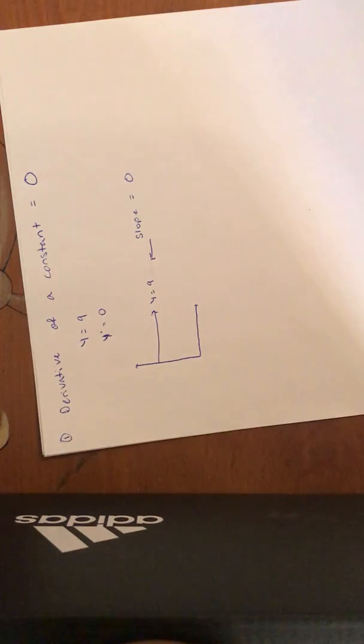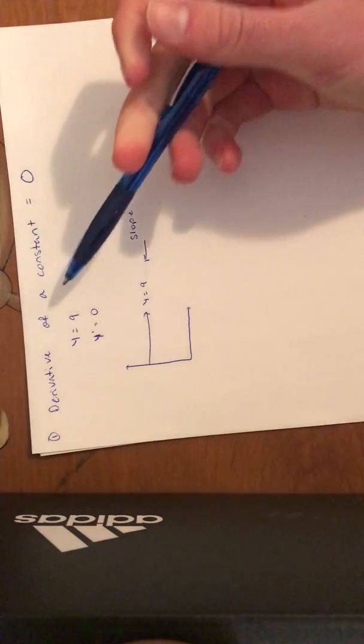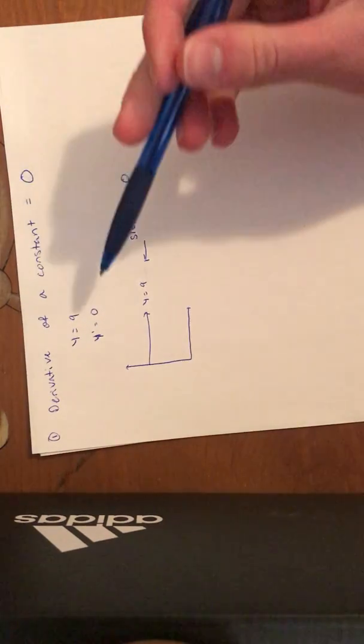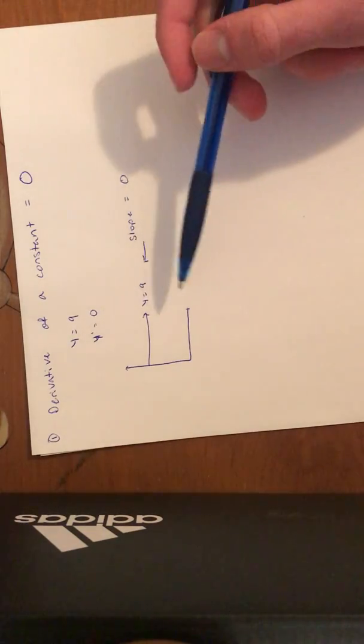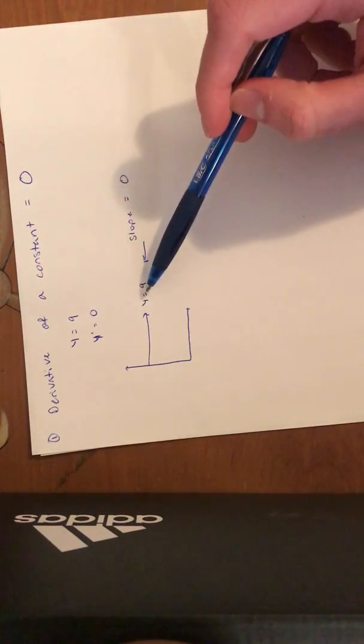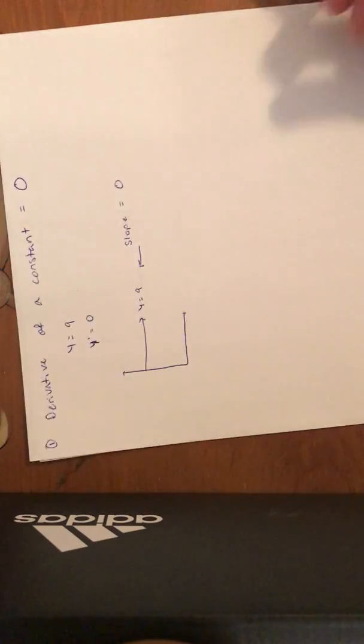Okay, the first rule that you need to know is that the derivative of a constant is 0. So what that means is, if you have y equals a certain number, just a constant function, the derivative of that is going to be 0. For example, if you have y equals 9, then the derivative, y prime, would be 0. Graphically, if you have y equals 9, the slope of that is 0, so it makes sense that it's going to be 0. So the derivative of a number is always 0.